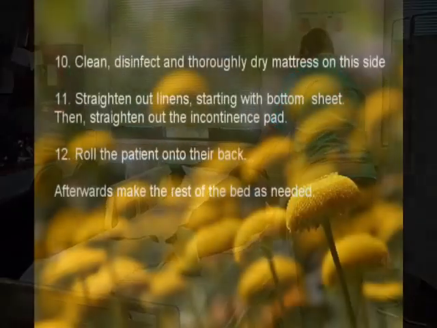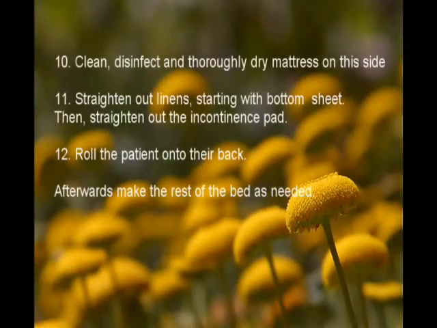Clean, disinfect, and thoroughly dry the exposed mattress if soiled. Straighten the linens starting with the sheet and then the incontinence pad. Roll the patient onto his or her back. Finish making the rest of the bed starting with a flat sheet and finishing with the bedspread. Lower the bed rails as instructed by the care plan and adjust the bed to a comfortable position.